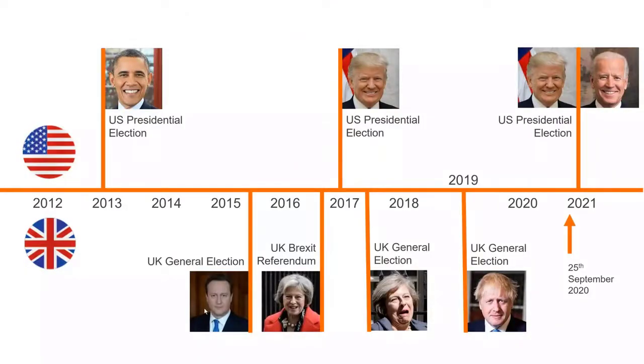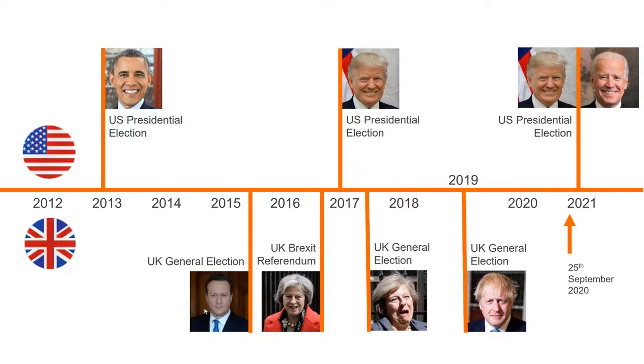Well, I've been fascinated with election maps for quite some time. Here's a timeline of pretty much the last decade of both American and British elections, with the main protagonists and the main points in time when general elections or presidential elections have taken place. And it's been a pretty busy period. And this is the period on which I want to focus during this talk.